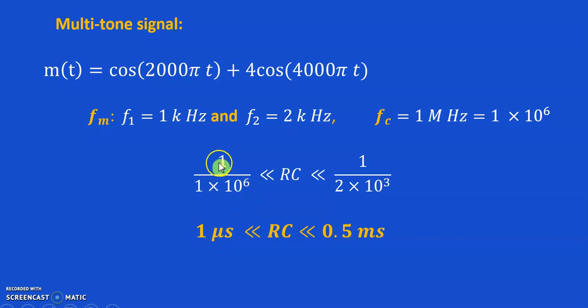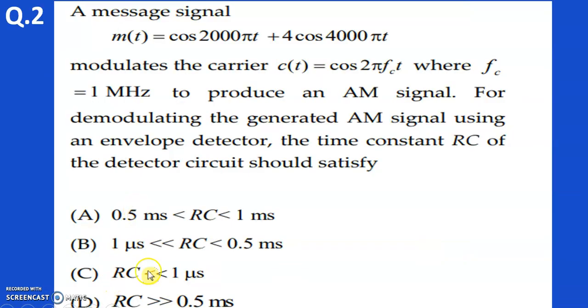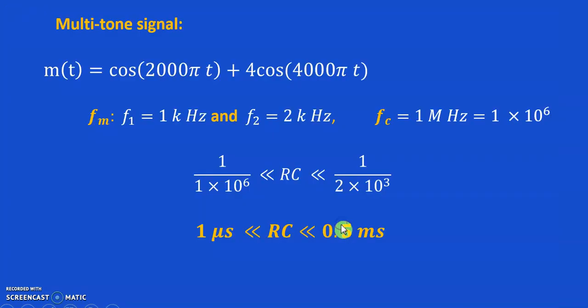We take this up in the numerator, and it becomes 10 to the power minus 6, which is micro, so this will become 1 microsecond. It's much less than RC and much less than this, which becomes 10 to the power minus 3, which is milli, and with the half, it is 0.5 millisecond. So if we see the answers here, the correct answer is B, because RC is much greater than 1 microsecond and much less than 0.5 millisecond. So this is the correct answer.